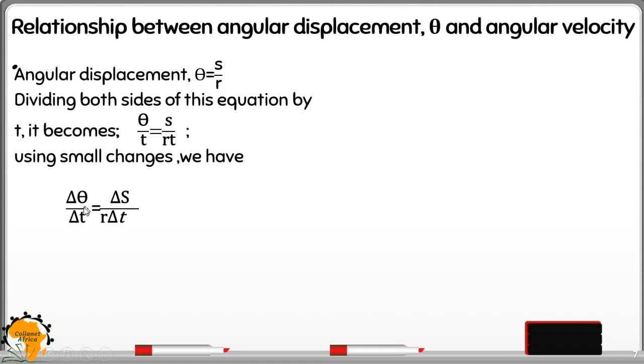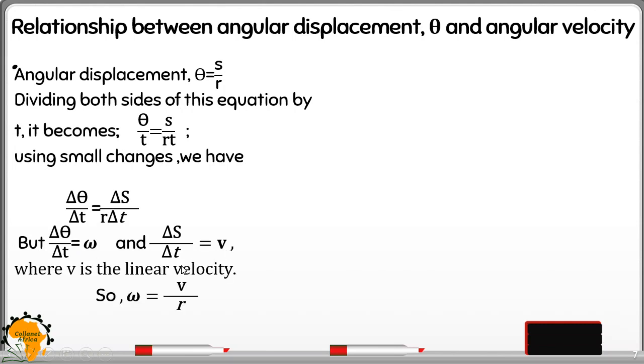Looking at this term, change in theta over change in t is what we have called the angular velocity, and the change in S is the distance, the arc length, and over change in t is what we are calling the linear velocity. Therefore, this is omega and this is v, where v is the linear velocity. So where we have change in theta over change in t, we have omega, and where we have change in S over change in t, we have v. Therefore, our equation becomes omega is equal to v over r. And you can as well get that v is equal to r omega.